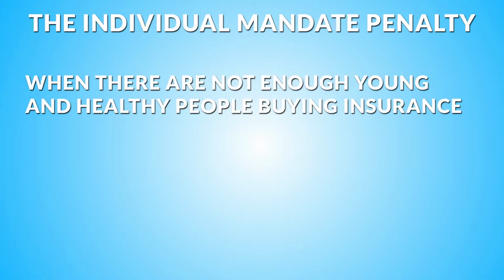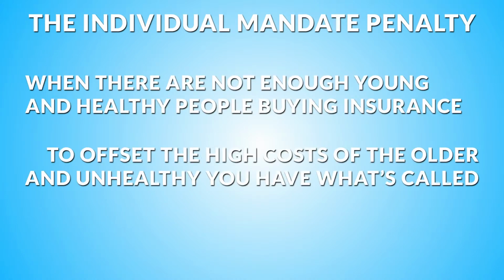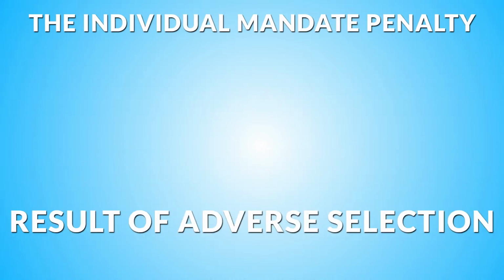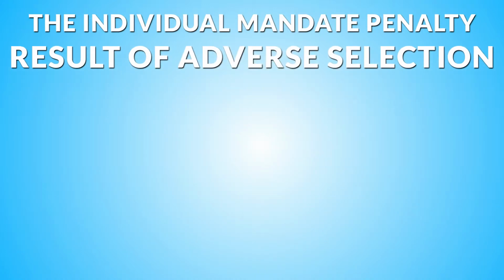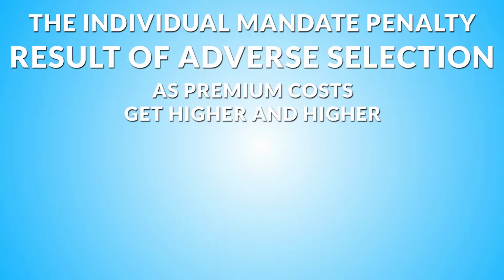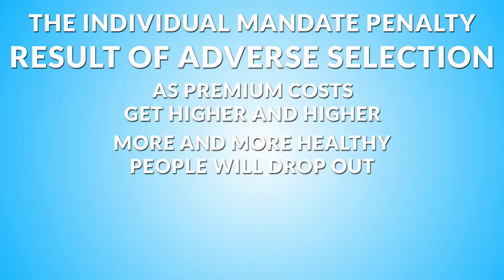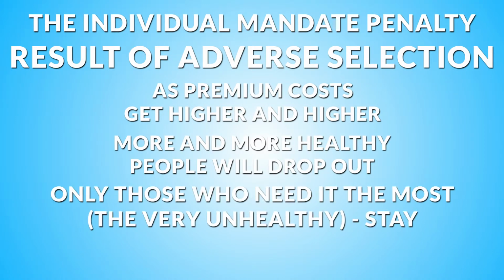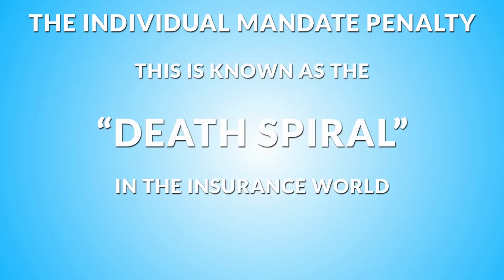When there are not enough young and healthy people buying insurance to offset the high costs of the older and unhealthy, you have what's called adverse selection. The result of adverse selection is that the premium costs become higher and higher, and as they do, the fear is that more and more healthy people will drop out, and only those who need it the most, the very unhealthy, stay. This is known as the death spiral in the insurance world.